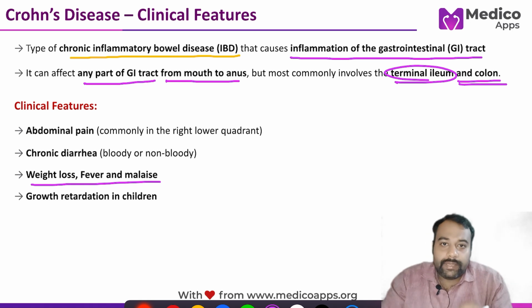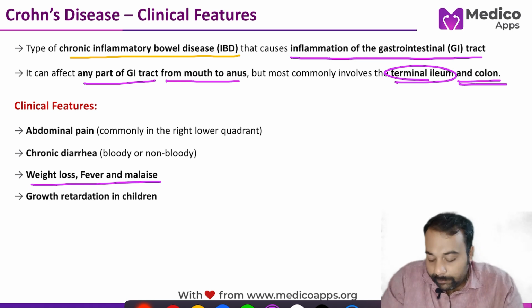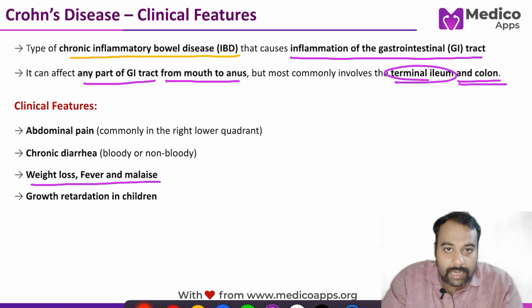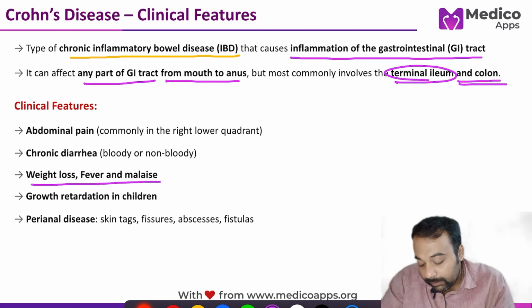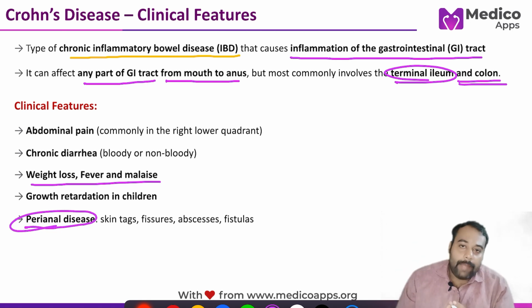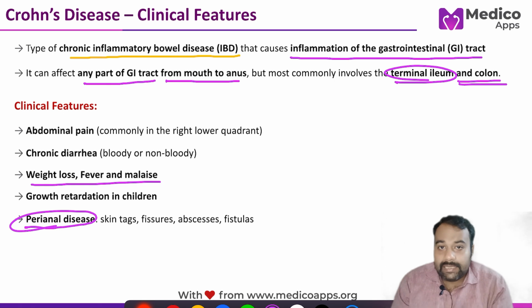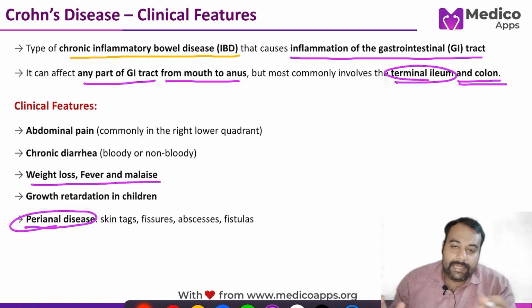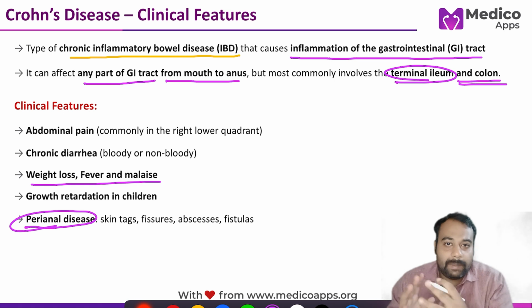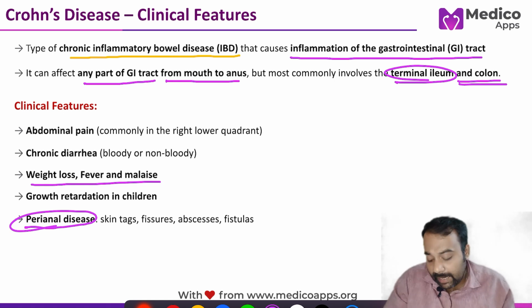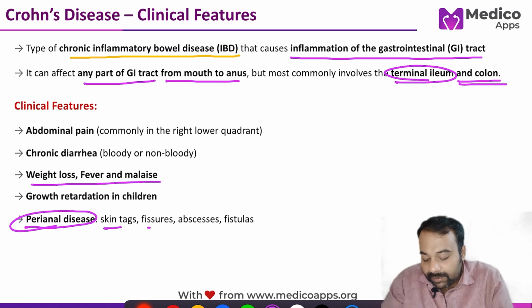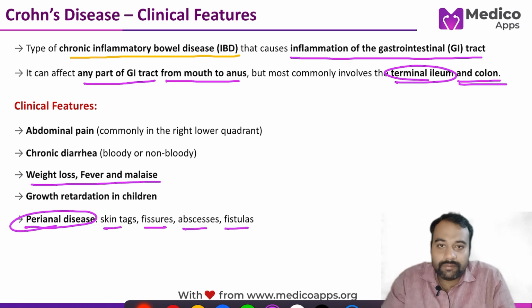In children, you are able to encounter growth retardation in Crohn's disease. Now, in Crohn's disease there is also perianal disease. Perianal disease is pretty much specific for Crohn's disease, which we do not readily encounter in ulcerative colitis. Here they typically present with skin tags, sometimes a fissure, and also abscesses and fistulas.